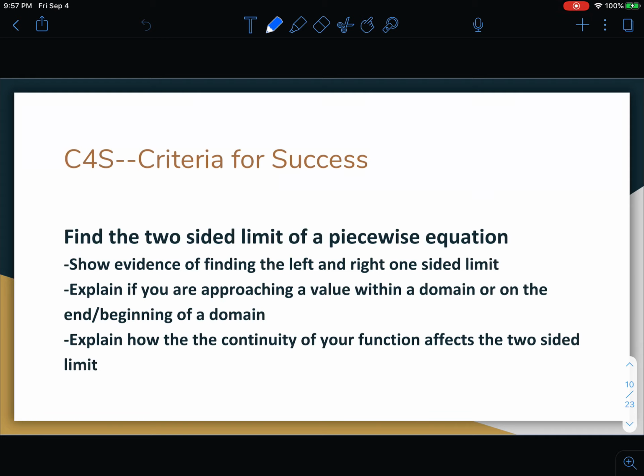So the criteria for success to find two-sided limits of a piecewise equation, we will show evidence of finding both the left and right one-sided limits. You should be able to explain if you're approaching a value within a domain or on the end or beginning of a domain. You should also be able to explain how the continuity of your function affects the two-sided limit.